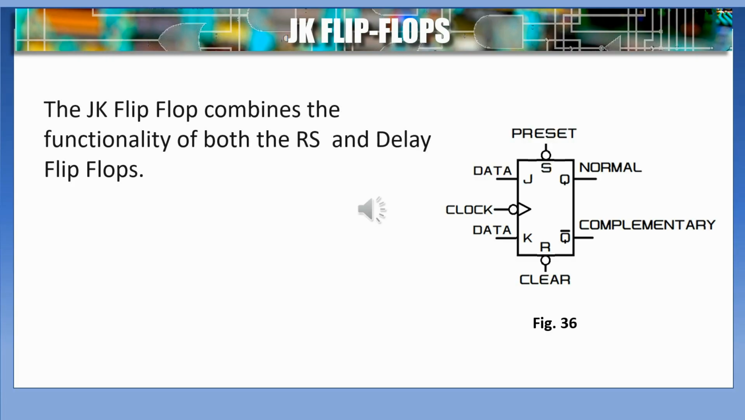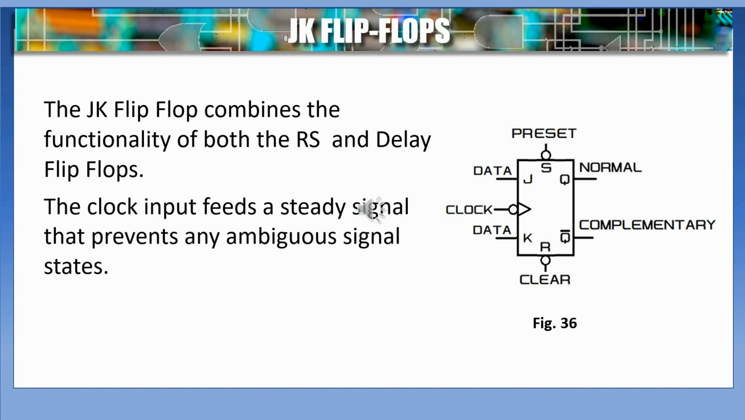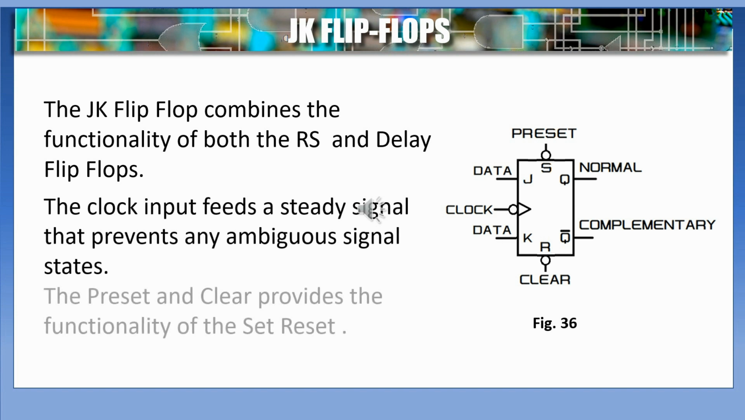The JK flip-flop combines the functionality of both the reset and set and delay flip-flops, and it also has a clock input that feeds a steady signal that prevents any ambiguous signal state, and the preset and clear provides the functionality of the set reset.